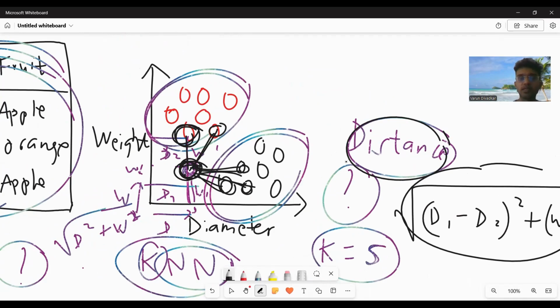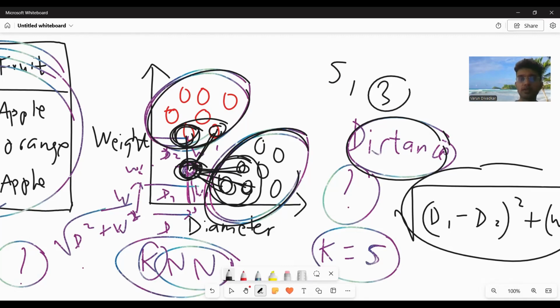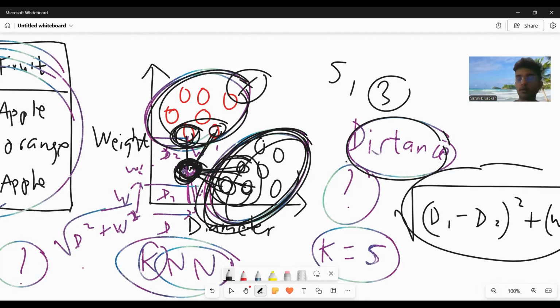And as we see, out of these five, we have three of them belonging to this class and just two of them belonging to this class. So out of five, a majority of three fruits belong to this class. So we conclude that this fruit has a greater propensity to belong to this class rather than this class, right? That's how we classify this unknown fruit into an orange instead of an apple.